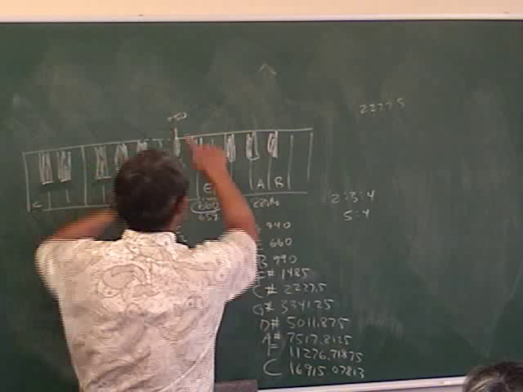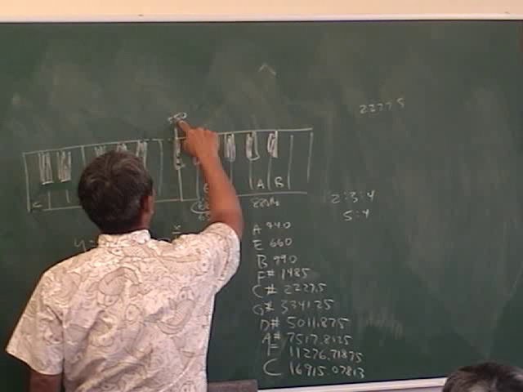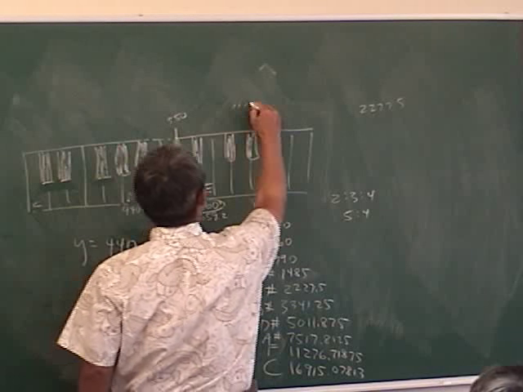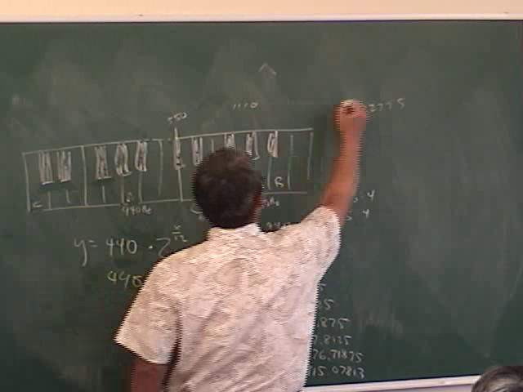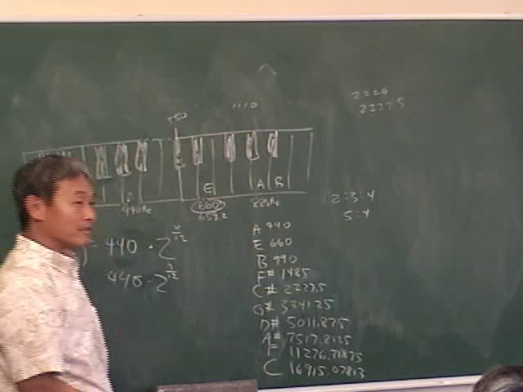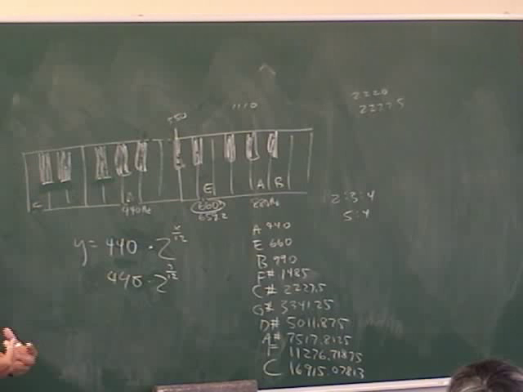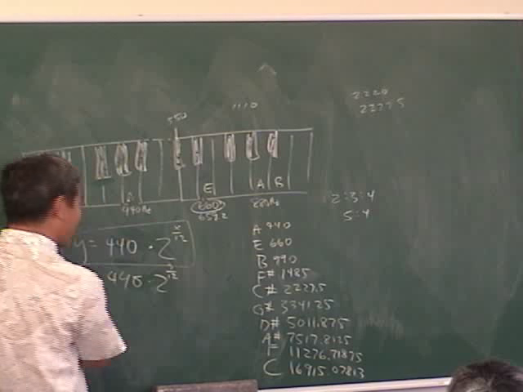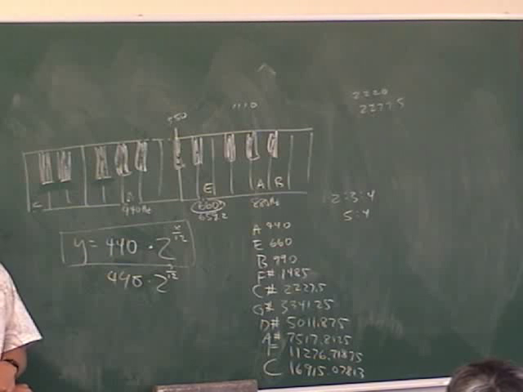If I double this, what do you get? Double that: 1100. Double it again: 2220. See how it's off? That's why Pythagoras' system doesn't work, because you get inconsistencies like that. But if you use the even-tempered scale here, this works.